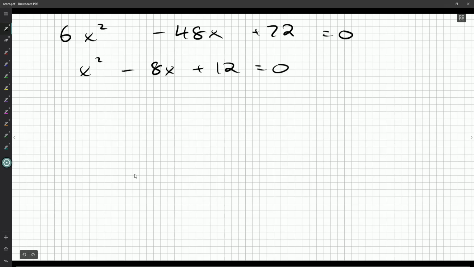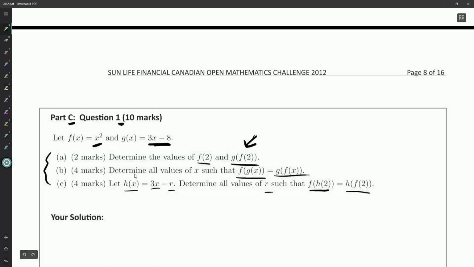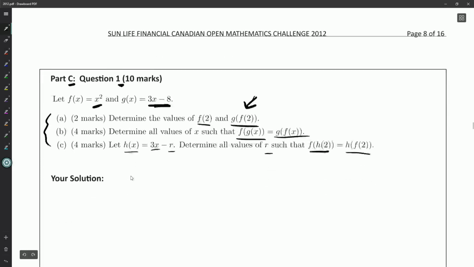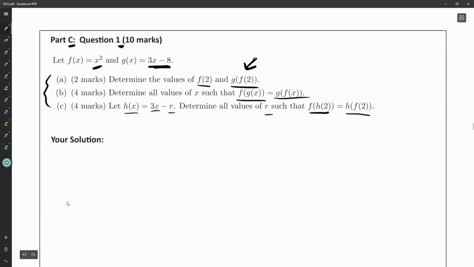Can we factor that? Two numbers that multiply to 12, x minus 2 and x minus 6. Right? Yeah. So x could be 2 or x equals 6. Those are the only possibilities, and if we wanted to, we could double check them. But I'm fairly confident in our work. It was just a basic quadratic, nothing really to worry about.